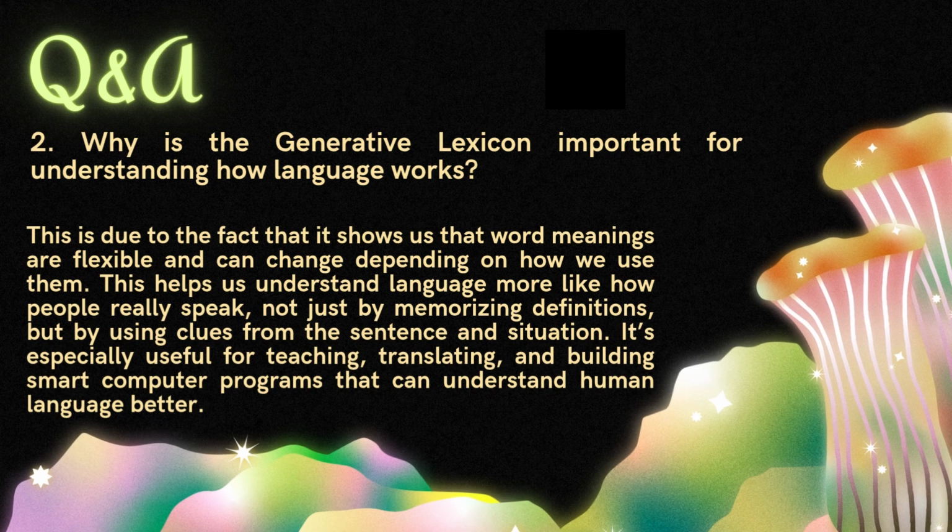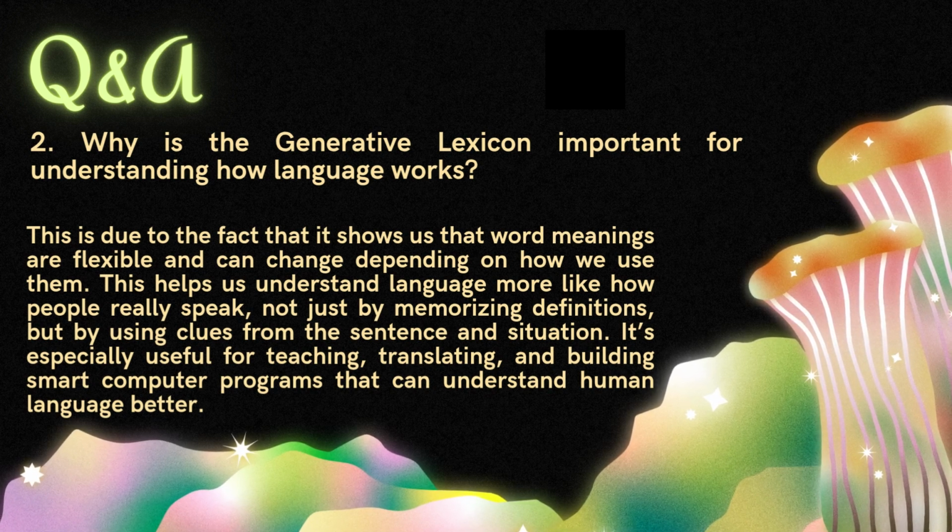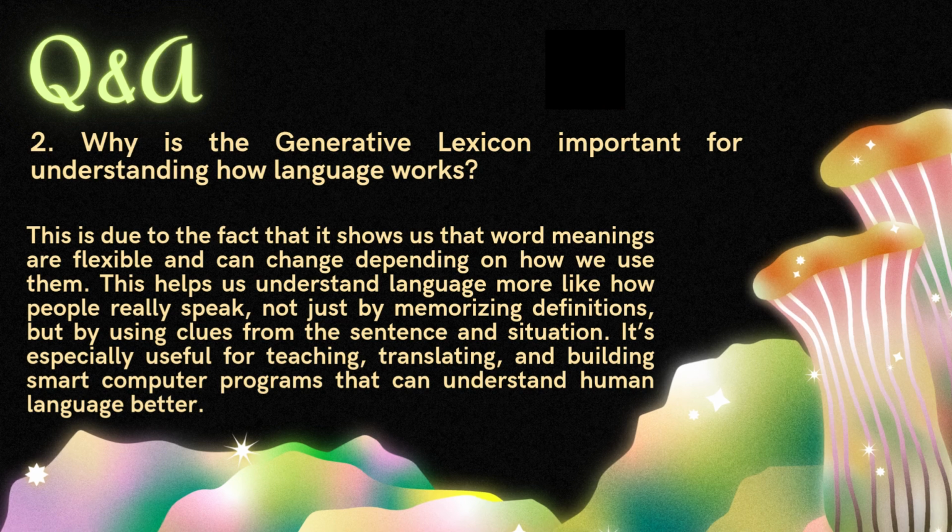As for the last question, why is the generative lexicon important for understanding how language works? And the answer is, this is due to the fact that it shows us that word meanings are flexible and can change depending on how we use them. This helps us understand language more like how people really speak, not just by memorizing definitions, but by using tools from the sentence and situation. It's especially useful for teaching, translating, and building smart computer programs that can understand human language better.